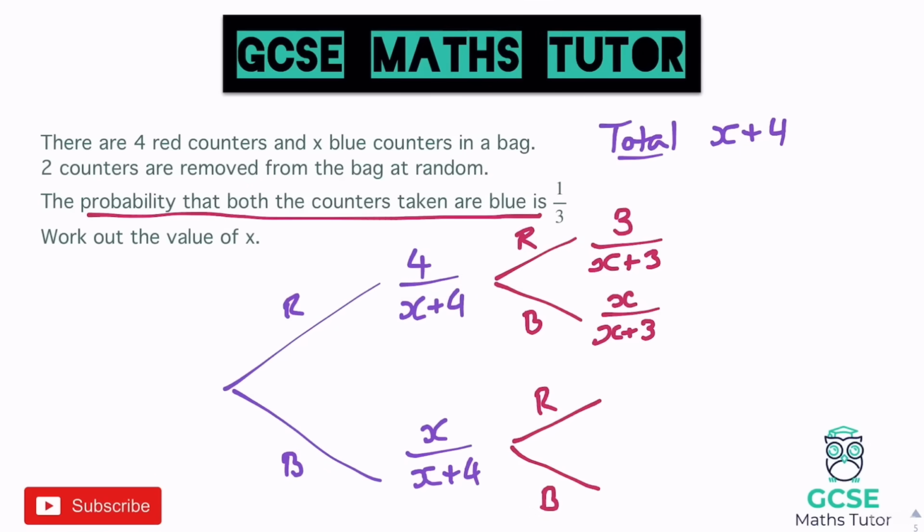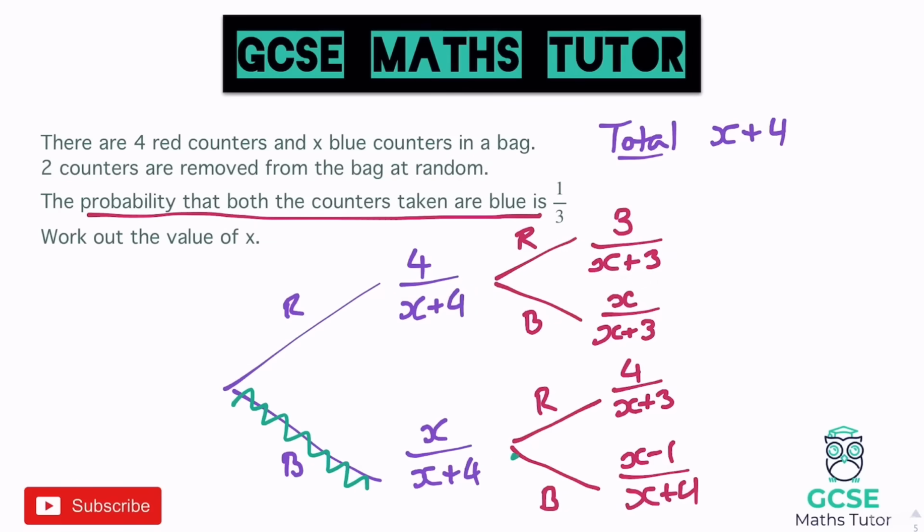Onto the bottom half of the tree, if we took a blue out on this bottom half, the amount of reds would be the same, so we would have 4, still over X plus 3, because we've lost one on the bottom, and the one that we're really concerned about here is this bottom one, which is if we took a blue out. Now, we don't know how many blues there are, so we'd have to just say, okay, well, that'd be X minus 1 counter over X plus 3, and that's how we can construct a probability tree using algebra here.